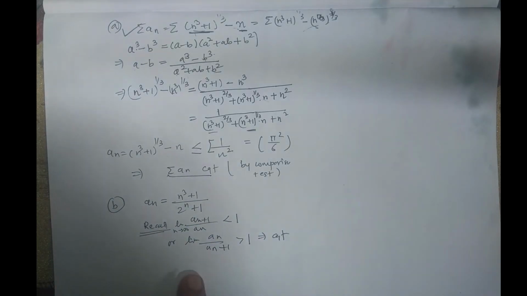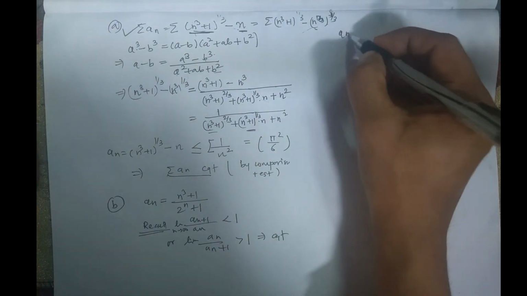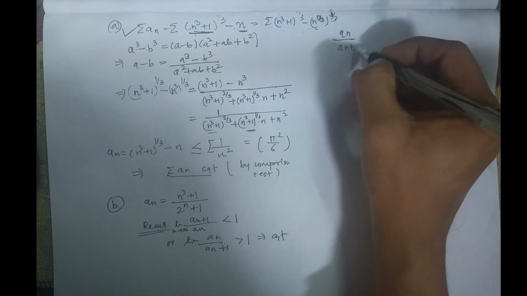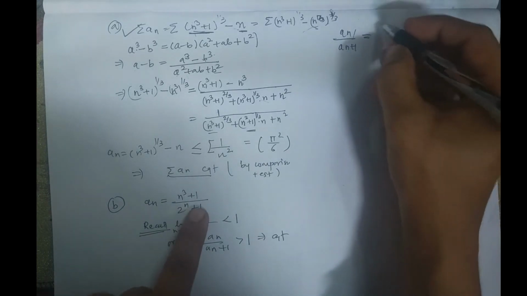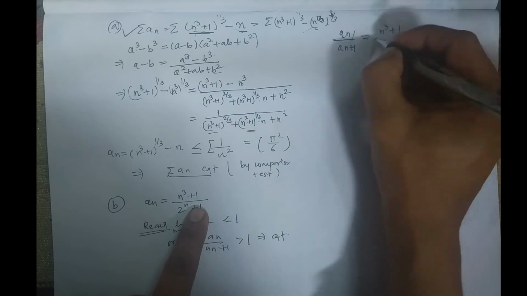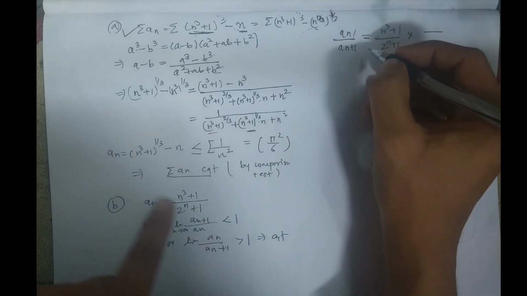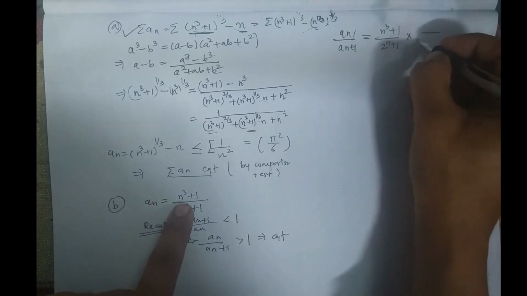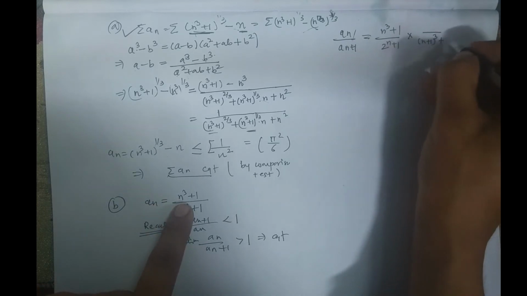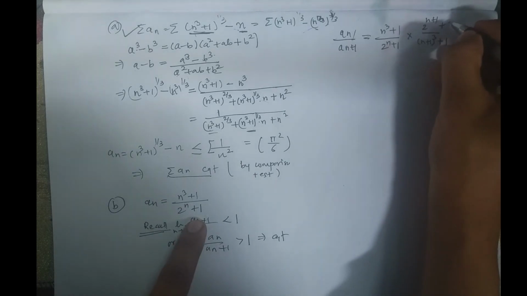Okay, so this is our ratio test. Let's try to check by a ratio test. If I take the ratio a_n by a_(n+1), what will this ratio be? This is simply (n cube plus 1) by 2 raised to n, divided by a_(n+1). What will be a_(n+1)? You simply replace n by n plus 1 throughout. This is simply (n plus 1) cube plus 1, and this is 2 raised to n plus 1 plus 1.